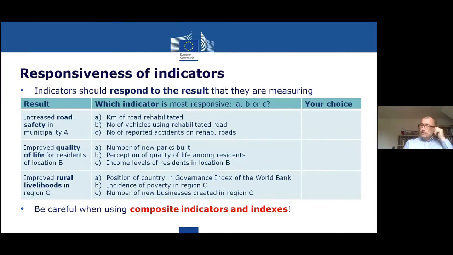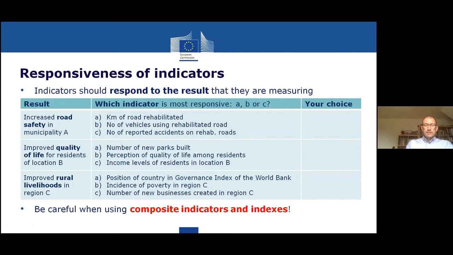Yeah, and a really important issue when you're defining an indicator is to make sure that it's responsive. Yeah, that means that it should respond to the result that it's measuring. Yeah, and I've got here just a little illustration of what I'm talking about here. If you look at the first example, the result is increased road safety in municipality A. Now, you've got three possibilities there of the indicator that you could pick, and each one of them is kind of plausible, yeah. But in reality, only one of them is fully responsive to that particular result. So I just ask you, which one of those three do you think it is?